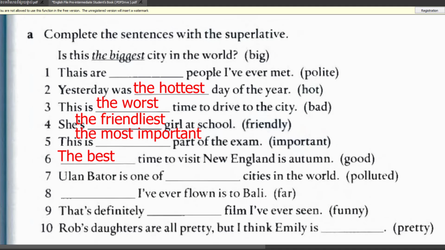Number 7. The most polluted city in the world. Number 8. The farthest. Alright, the farthest. Now number 9.